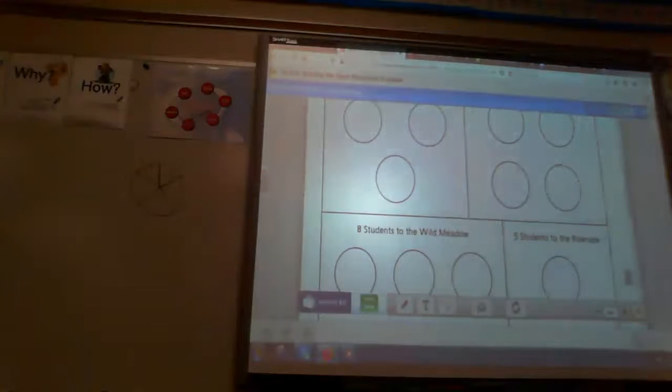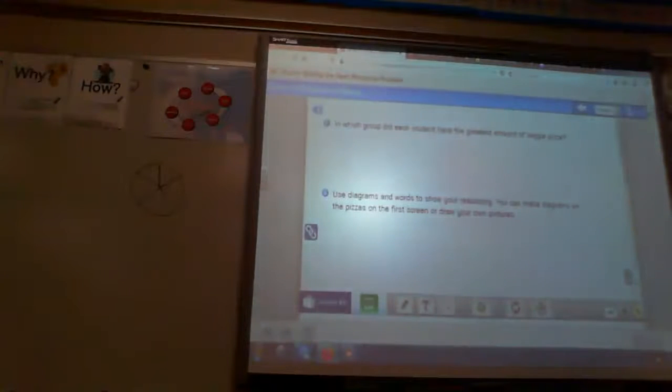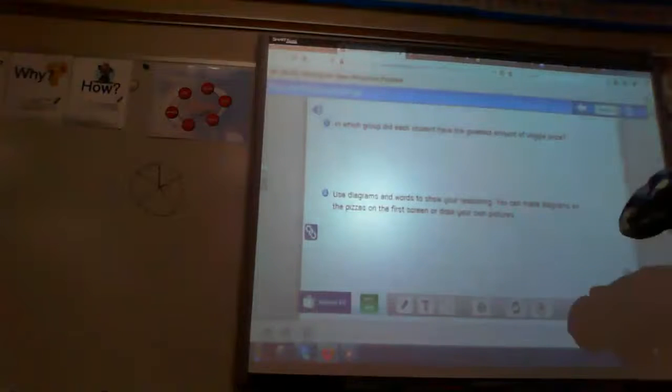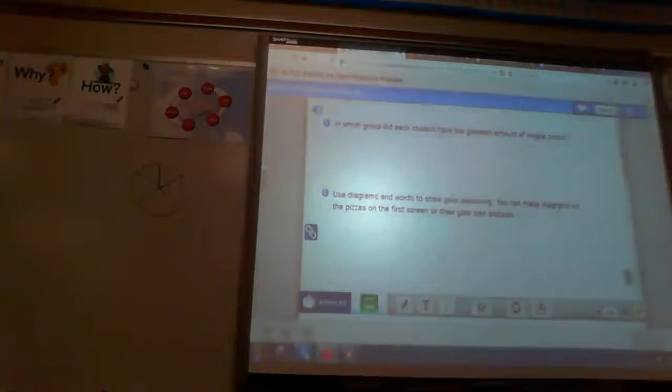Because on the back side of this, there are 2 questions. The first one says, in which group did the students have the greatest amount of veggie pizza? That's what we just did on page 81, right? We compared fractions. Now, what you're going to want to think about is, is it more or less or equal to half? Remember when we did that as our first step? And then, if there's a few that are less than half, did they get the most pizza? No, you can eliminate those right away. They're smaller than the ones that got more than half. Yes? Good. Use diagrams and words to show your reasoning.